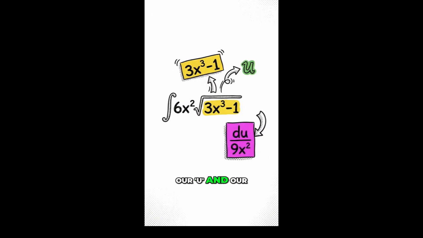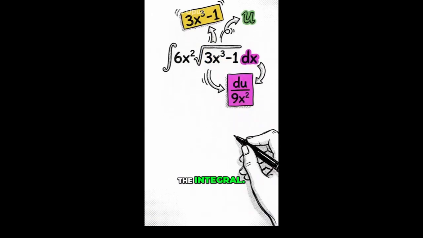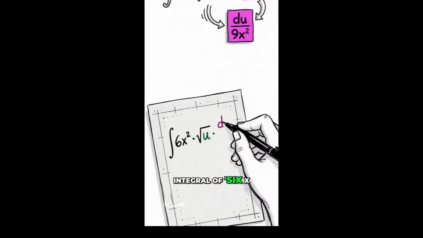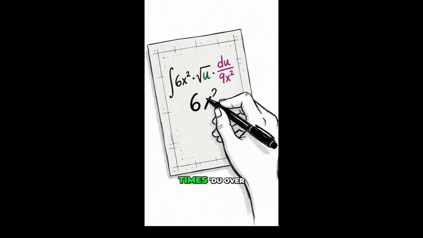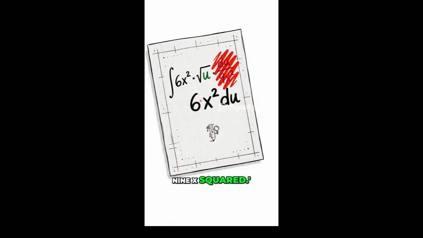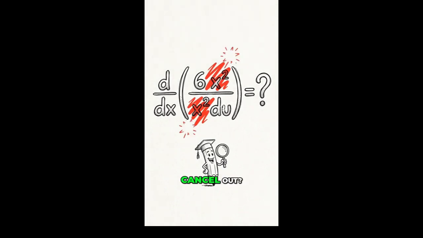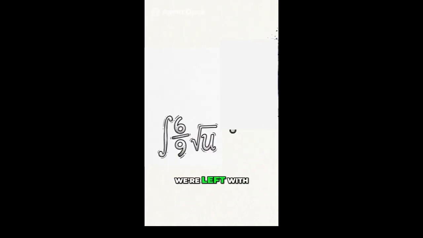Now let's put our u and our new dx back into the integral. It becomes the integral of 6x squared times the square root of u times du over 9x squared. Notice how the x squared terms cancel out? That's the magic. We're left with the integral of 6/9 times the square root of u du.